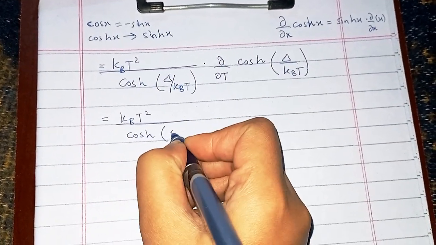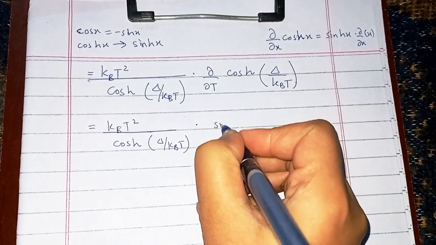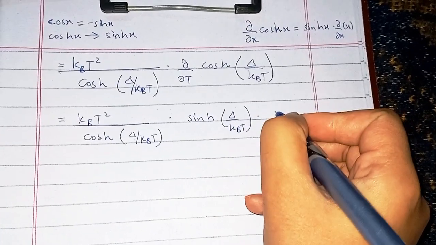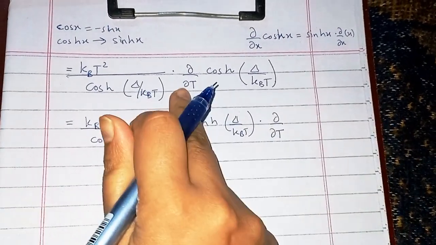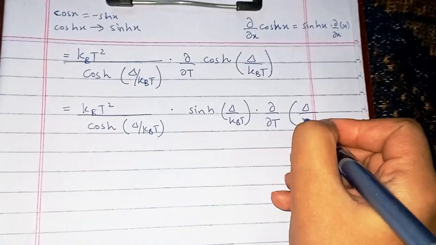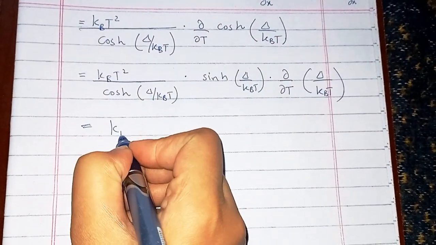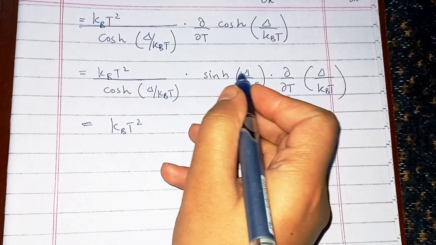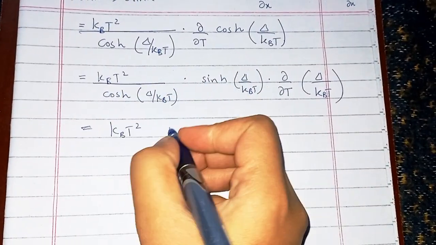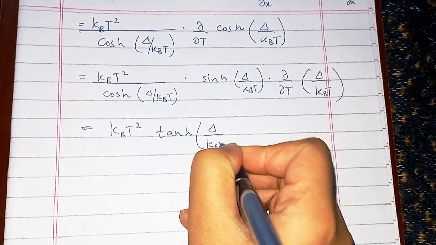So cosh of delta by kBT, and here cos changes into sinh of delta by kBT dot derivative of its angle. That's the derivative operator of angle. Angle is delta by kBT. And let's simplify it. kBT squared sinh of delta by kBT, and here it's cosh delta by kBT. Sine over cos is tan, so it's tanh of delta by kBT.